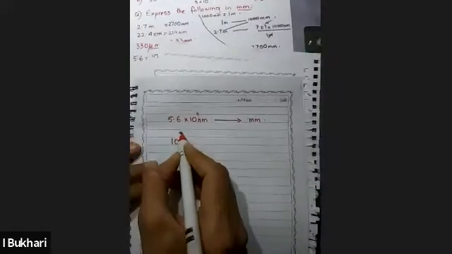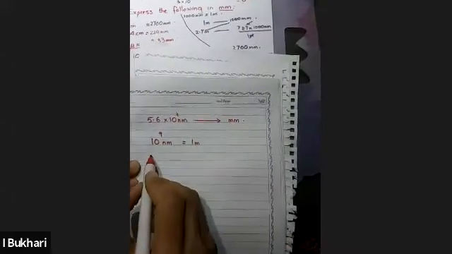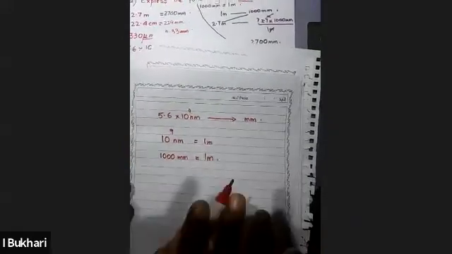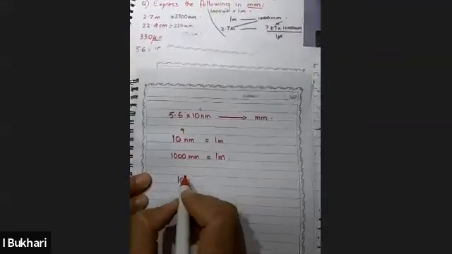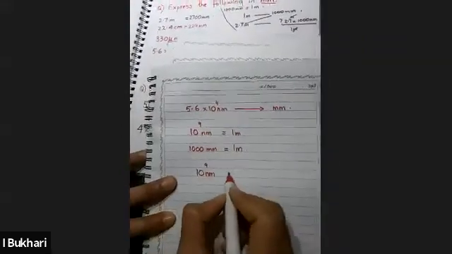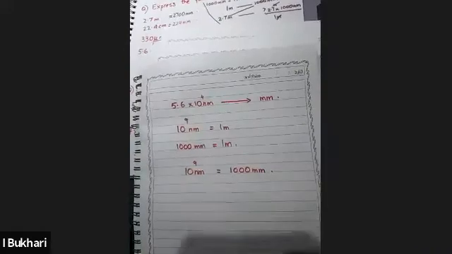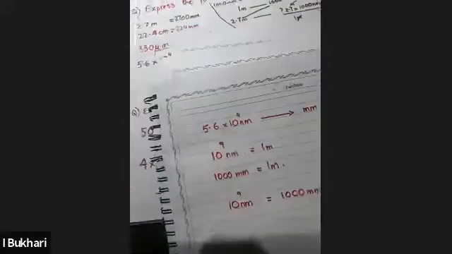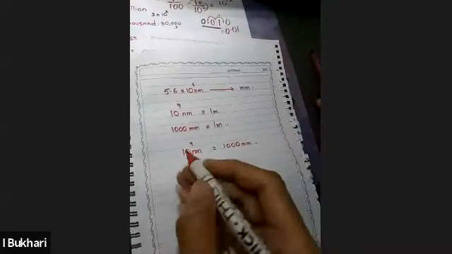10 to the power 9 nanometers is equal to 1 meter, and 1000 millimeters is equal to 1 meter. So I'm giving you a hint. That means 10 to the power 9 nanometers is equal to 1000 millimeters. So now who will tell me what to do next? Let them have a chance, and then I will ask you. Rayan Musharraf. Yes, Rayan? Tell me, what should be the next step?